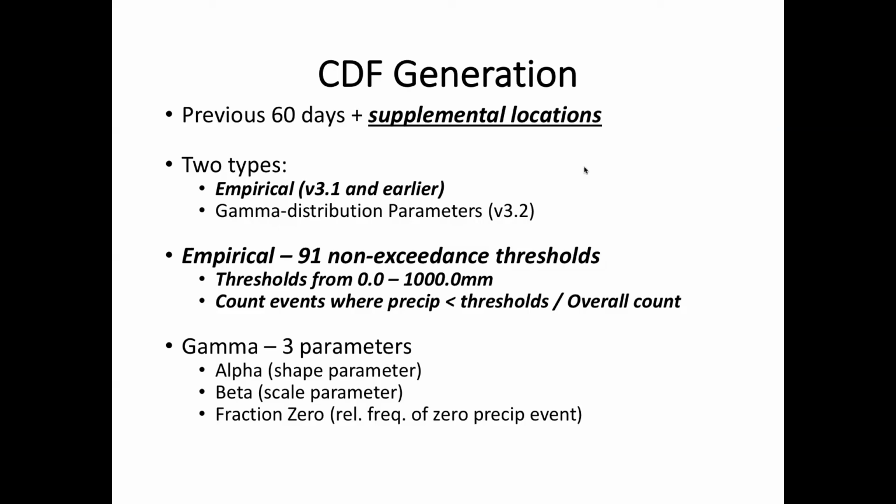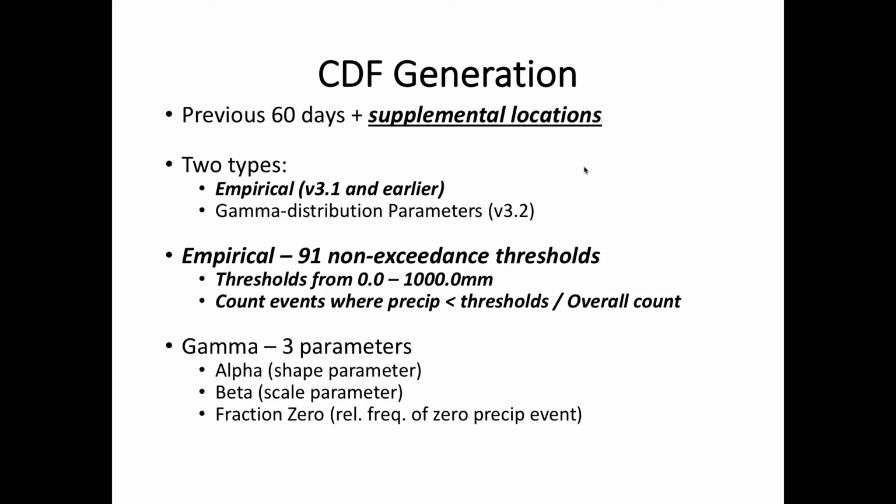Coming back from supplemental locations to the CDF generation, right now our software has the capability to create two types of CDFs. One is an empirical one based on 91 non-exceedance thresholds from 0 all the way out to 1,000 millimeters. That's what is currently used in production and has been since quantile mapping was implemented. The other type is gamma distributed parameters. That'll be new for 3.2.